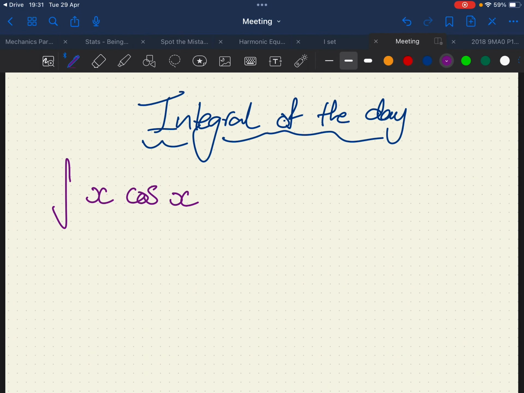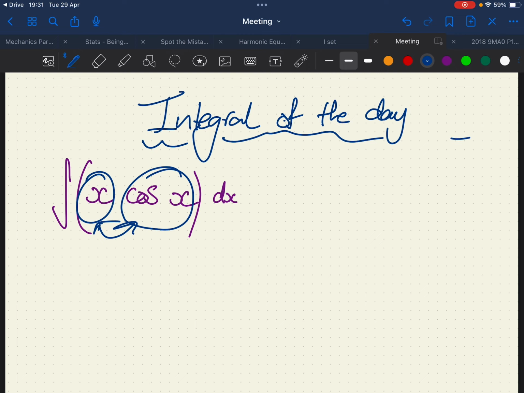We're going to have a go at the following integral on the board today. So this is the integral of x cos x with respect to x. So how would we do this? Well, when you've got yourself two functions sat next to each other that are very different, in other words, they don't simplify with each other nicely, you may want to go down the road of using integration by parts.